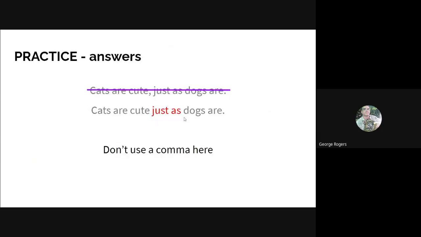Here we go. Cats are cute, just as dogs are. Again, this is a subordinate. We didn't start with it, so we shouldn't have the comma. Just remove the comma. Remember, dogs are, if that's all you see, that's the dependent clause. Dogs are what? But the first part gives a little, we're talking about cute. Dogs are also cute, is kind of what it's saying. Right? Let's look at number 2.